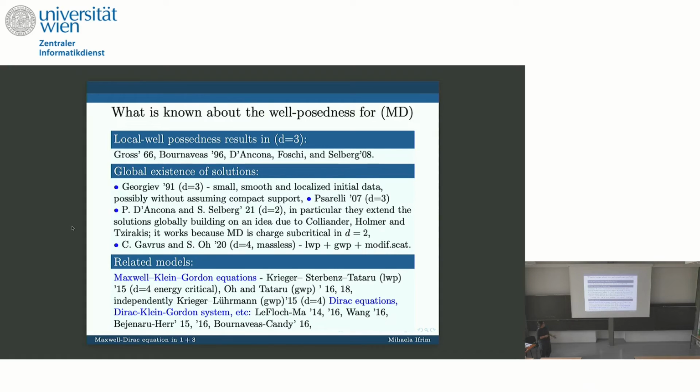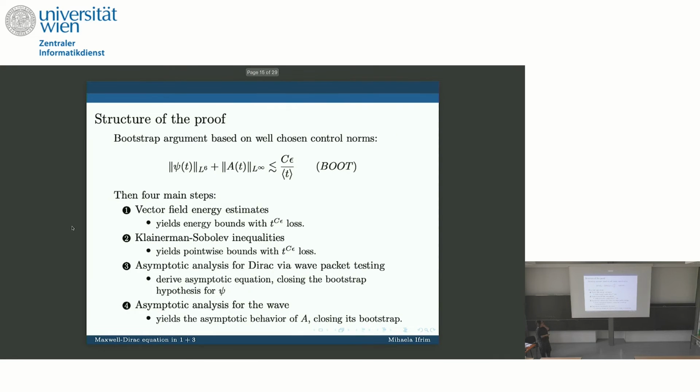So it matters, everything that people have done in Maxwell-Klein-Gordon and Dirac equations, but we're not going to use those tools. So I'm going to get back to it. It mattered, it gave an idea, but I'm going to tell you how it's different, what we've done. So this is a lot of work that people have been doing. And then let me get to the proof.